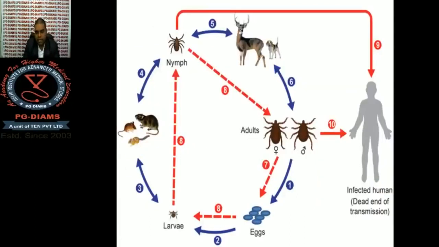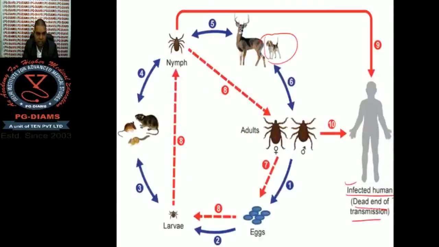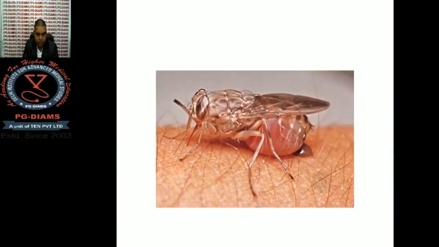Again, man is a dead end of transmission, infected, and the tick may be present on deer or mostly on animals like dog skin. If you have a domestic pet dog, you might have seen some ticks over his body. These ticks are responsible for transmission of Lyme disease and babesiosis. Okay.